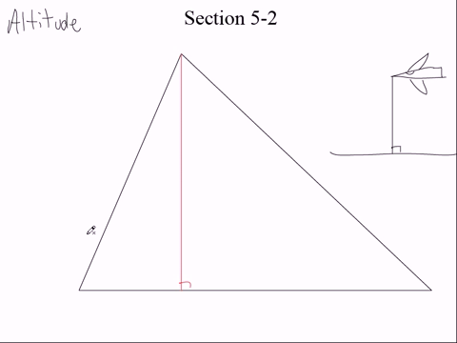Everybody with me on this? It's not hard, is it? All right, altitude means you start at a point, and it's perpendicular to the opposite side. So we start at a vertex, and we go perpendicular to the opposite side. We good with that? Well, we can draw how many more altitudes in this triangle? Two more, right.